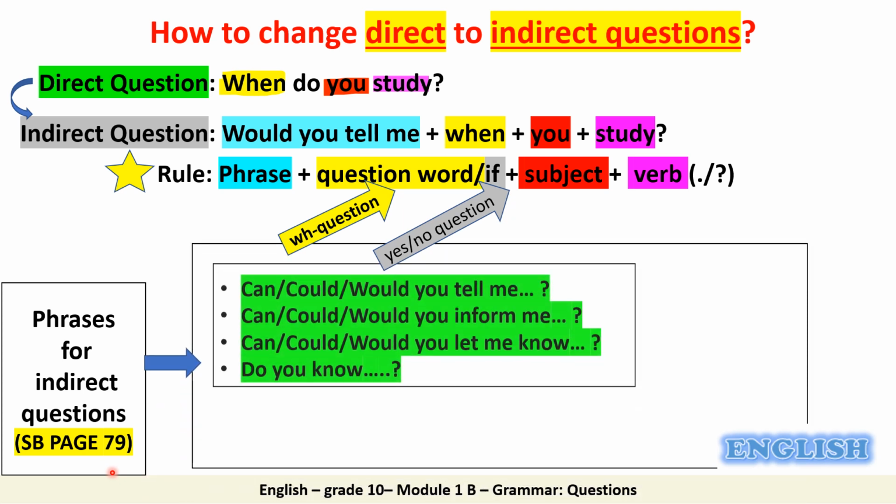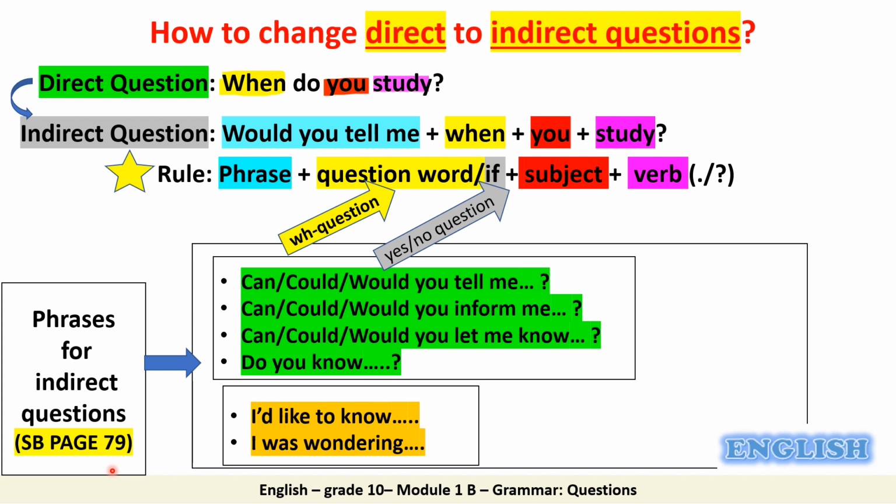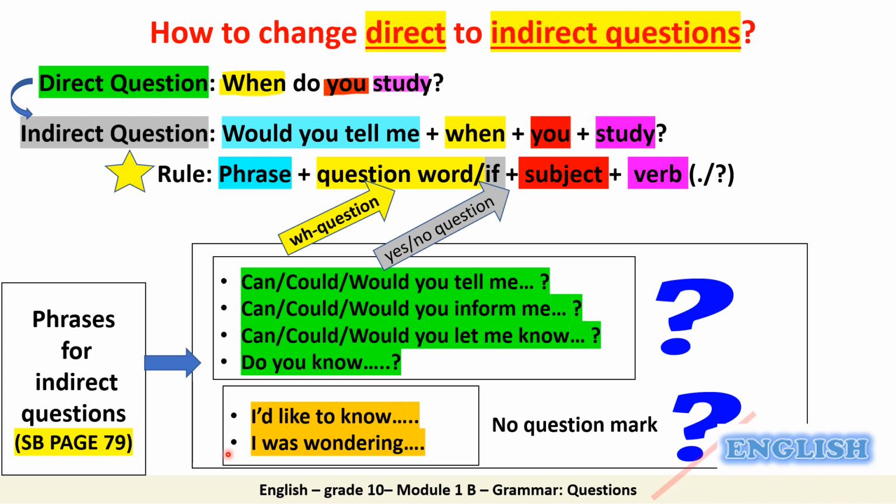As you notice, we have two sets of introductory phrases. Will you please tell me what's the difference between these two sets? Perfect. The first set, as you notice, requires a question mark at the end. Example, can, could or would you tell me? With a question mark at the end. Whereas the second set does not require a question mark, such as I'd like to know, I was wondering.